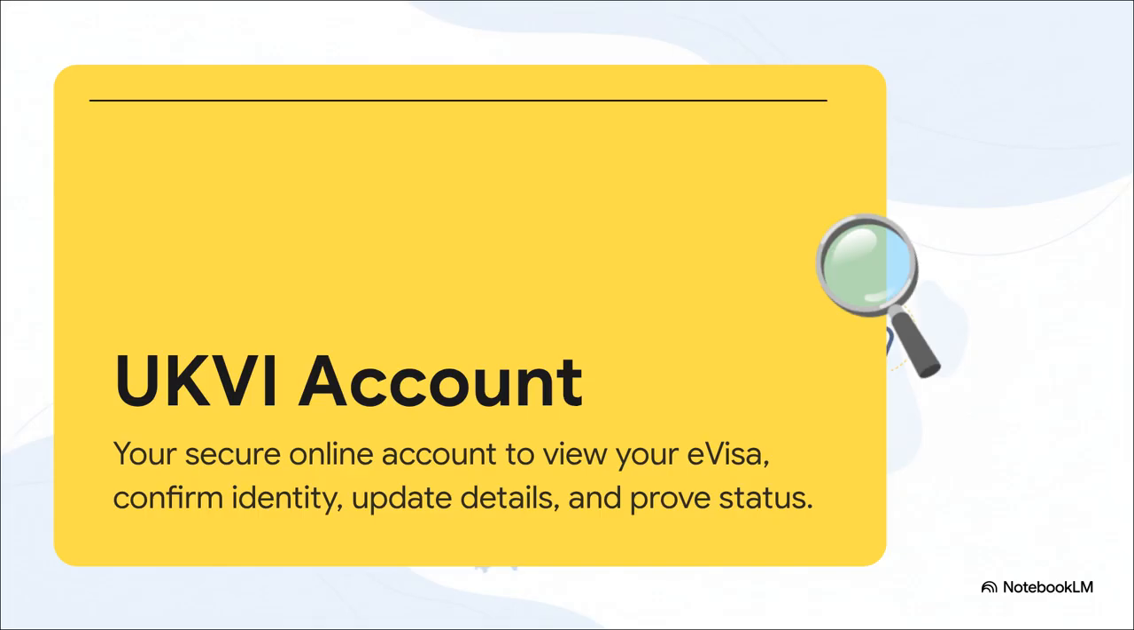Your UKVI account is basically your personal, secure online hub. This is the place where you'll go to see your eVisa, which is your digital proof of your right to be here. You'll also use it to update things like your address or passport details, and maybe most importantly, to generate a share code to prove your right to work or rent. It's your one-stop shop for managing everything.